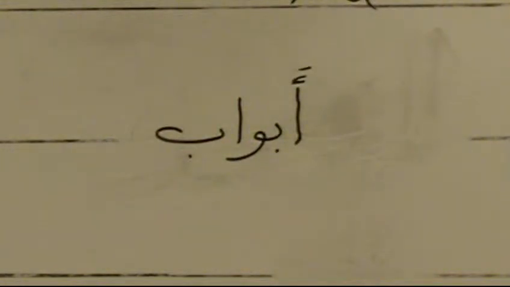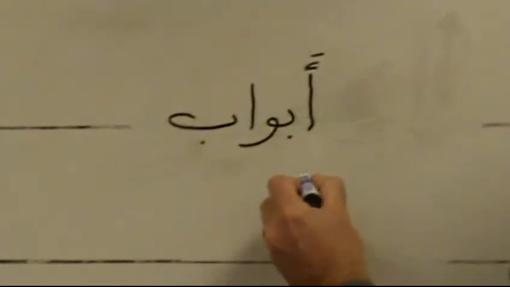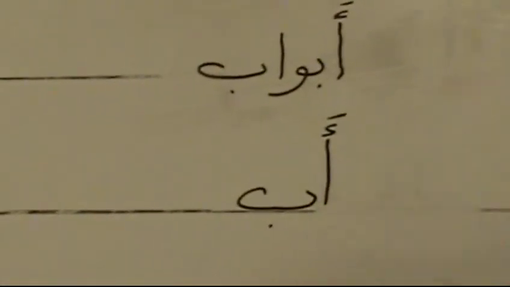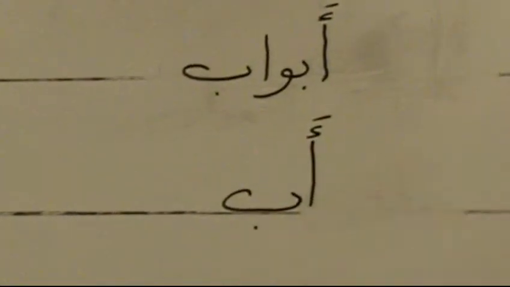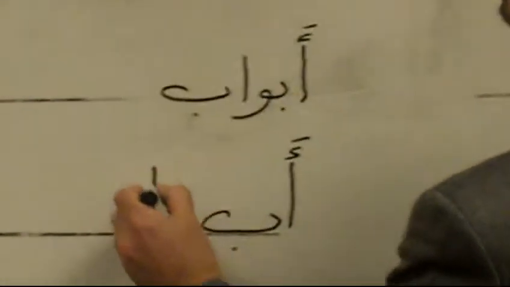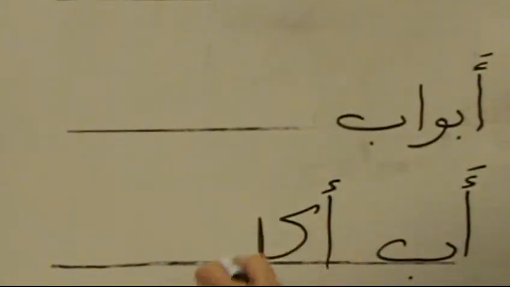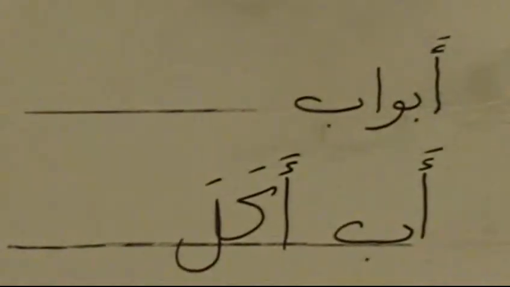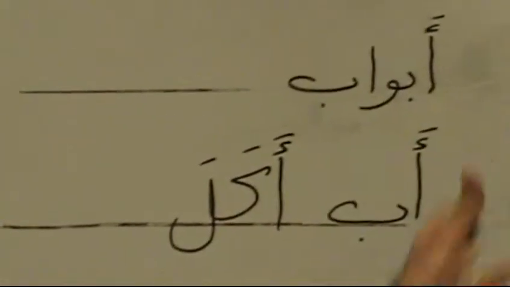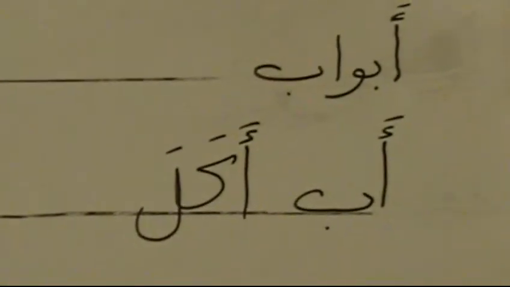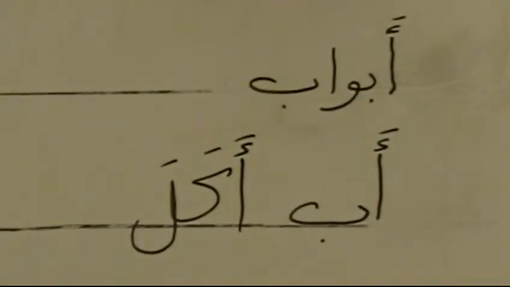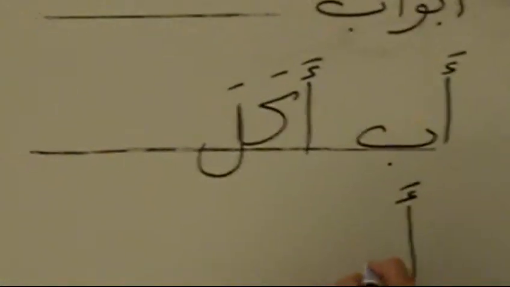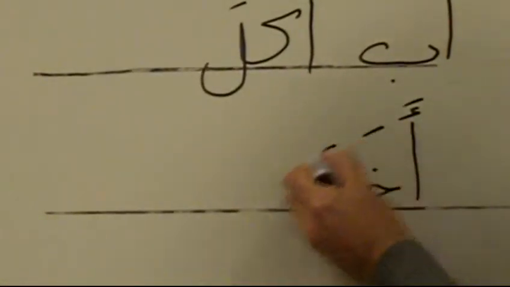The second word I want to teach you is ab, which is a father. Again, this is the seat for the Hamza. Akala means he ate. Now I'm trying to teach you more words, plus I want you to get used to saying the glottal stop. So it's ab, akala, abwab, akhada, he took. He took by hand. So abwab, ab, akala, akhada.